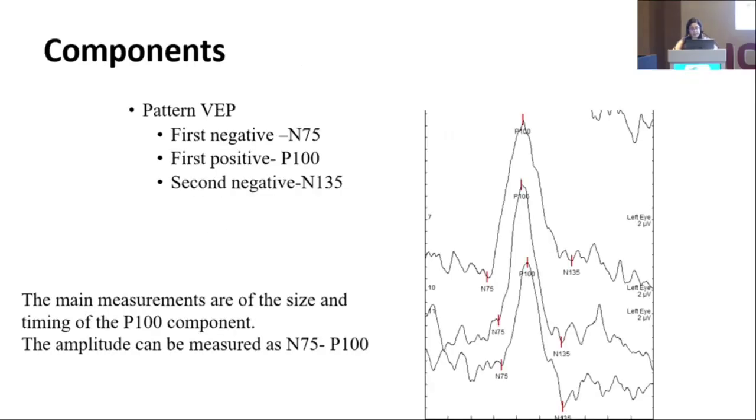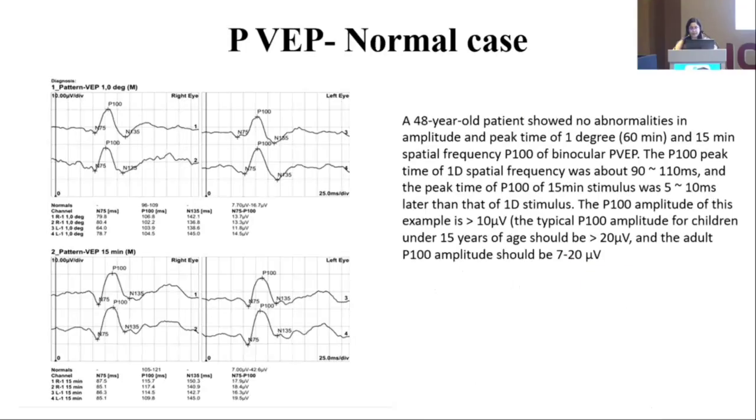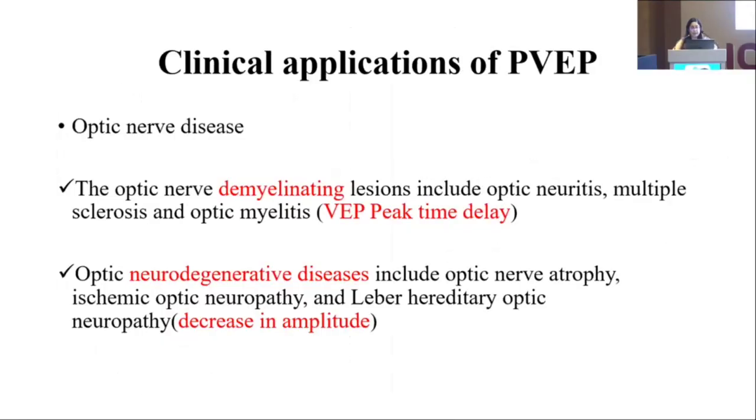Pattern VEP has a first negative waveform, which is N95, first positive, which is P100, and second negative, which is N135. The main measurements are the amplitude and the latency of P100. This is a normal pattern VEP printout in which the P100 amplitude is normal and there is no P100 latency delay. In optic nerve demyelinating diseases like optic neuritis and multiple sclerosis, there is VEP peak time delay. And in optic nerve neurodegenerative diseases like optic nerve atrophy and ischemic optic neuropathy, there is a decrease in amplitude.